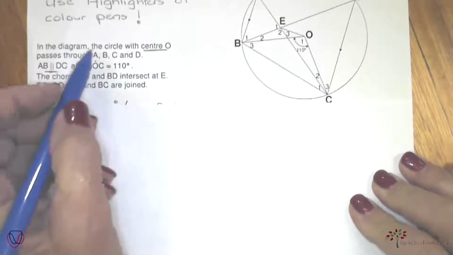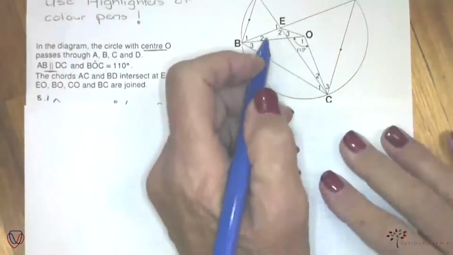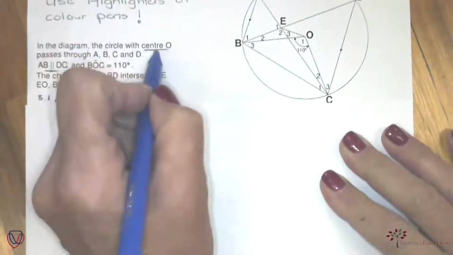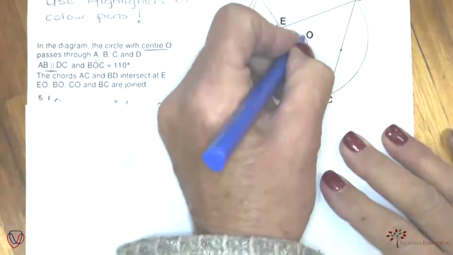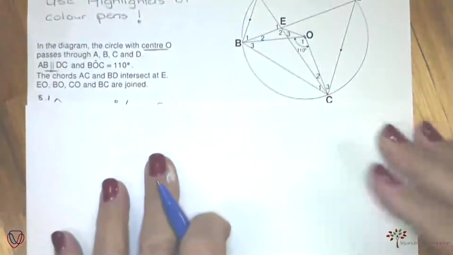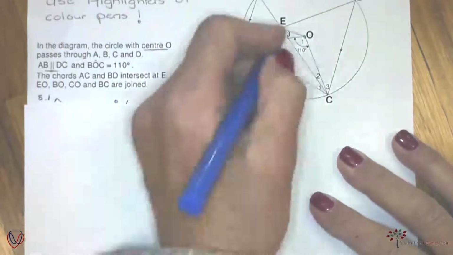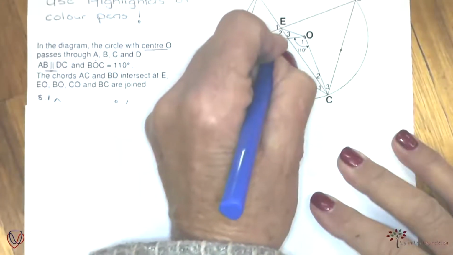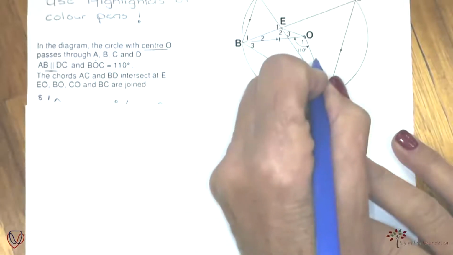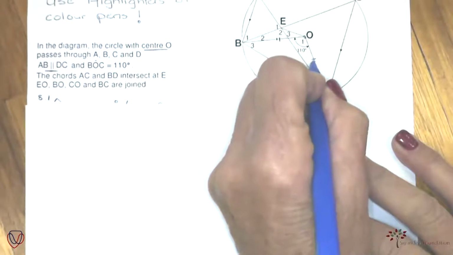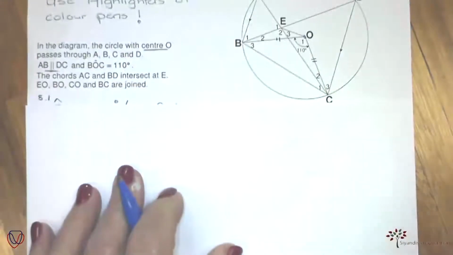In the diagram, the circle center O. Stop. You've got a center O. There it is. Check for four things. Are there any radii? Yes, there are. Take your color pen. We can't do this in color here, but we mark that in another color. So you'll have to give a reason when you use that.